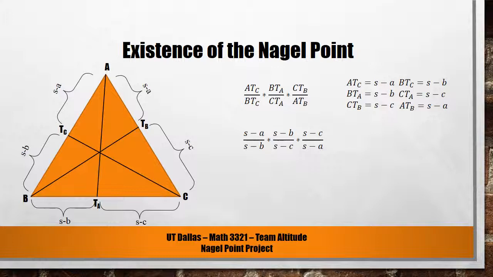As you may have noticed, these values can cancel out. For example, S minus B cancels out with each other, S minus C cancels out with each other, and finally S minus A cancels out with each other. This means that we're left with an overall value of the equation of 1, which by Ceva's theorem means that those three line segments are all concurrent and all meet at one point. And we're going to call that point the Nagel point and denote it N.